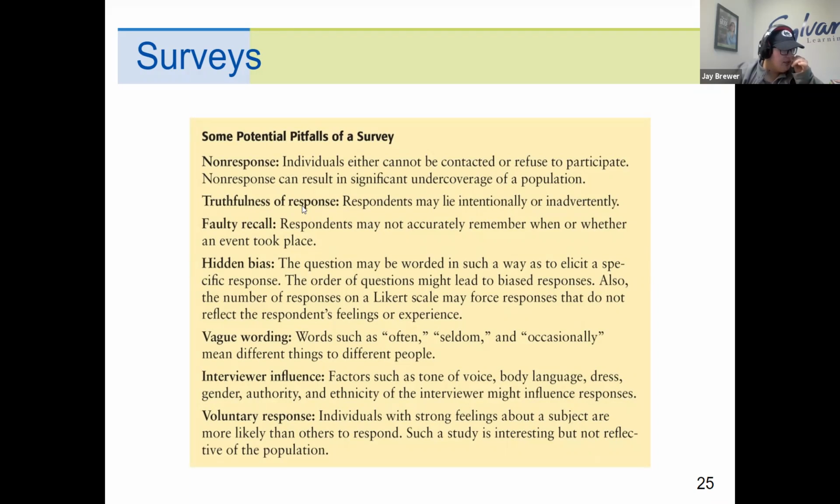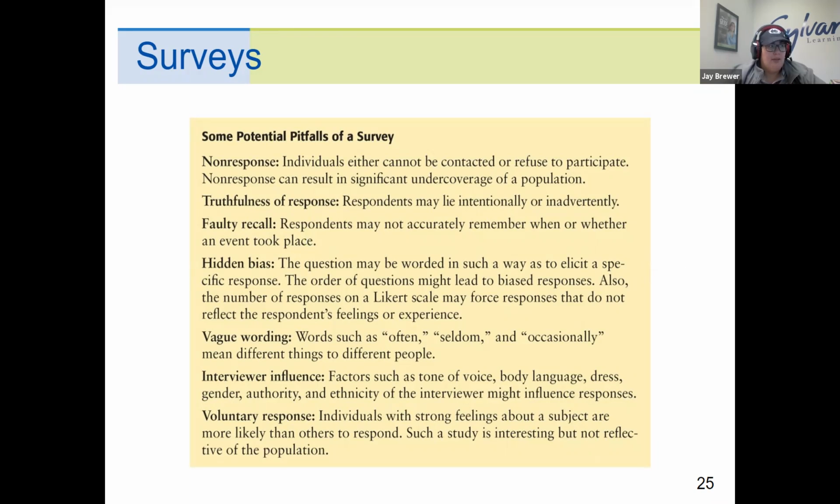Truthfulness of response. Respondents may lie either intentionally or inadvertently. Tiffany pointed that out. You don't want to lie. So obviously we know people do. Faulty recall. Respondents may not accurately remember when or whether an event took place.